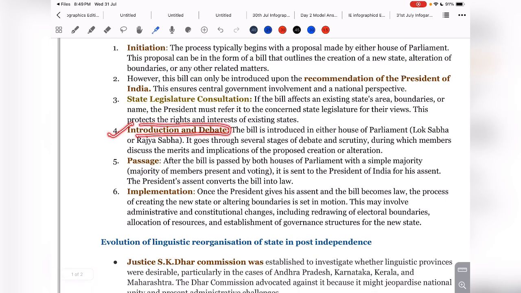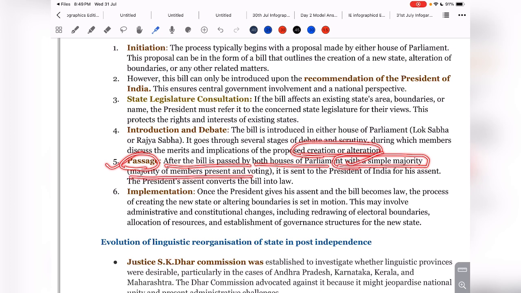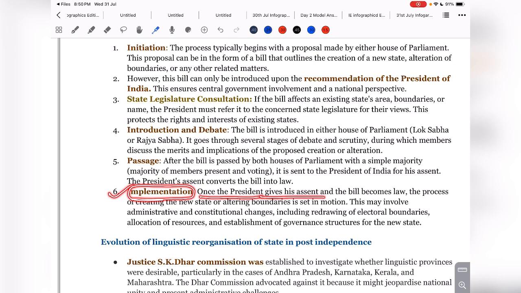The bill is introduced in either house of the parliament, Lok Sabha or Rajya Sabha. It goes through several stages of debate and scrutiny, during which members discuss the merits and implications of the proposed creation or alterations. ठीक है, then passage of the bill. After the bill is passed by both houses of the parliament with a simple majority, try to remember this, with a simple majority, of the members present and voting, it is sent to the president for his assent, and the president's assent converts the bill into an act. Then after that there is implementation.